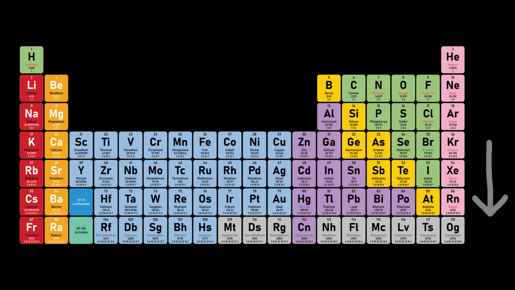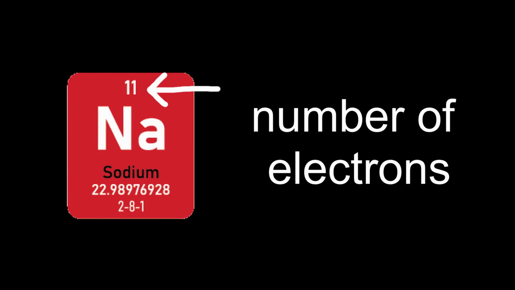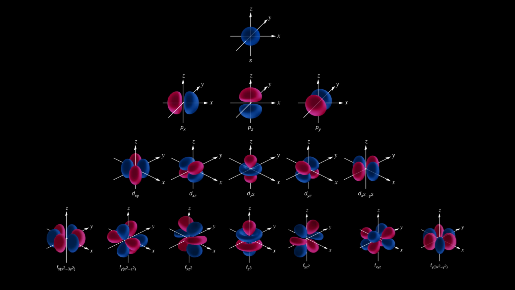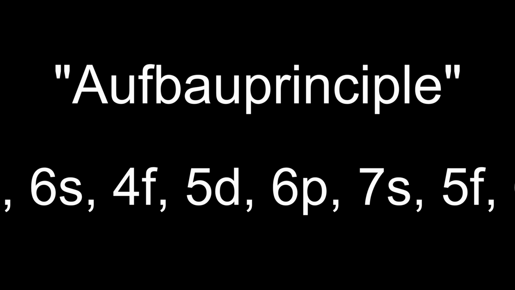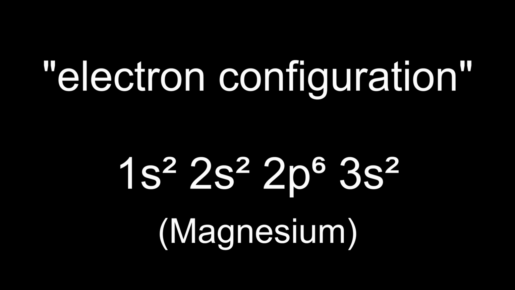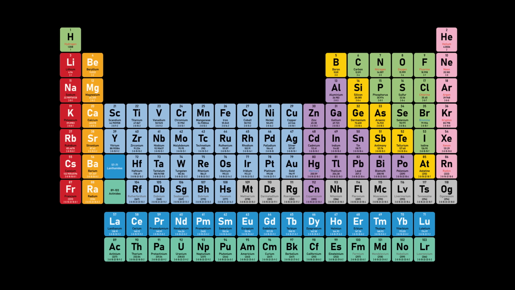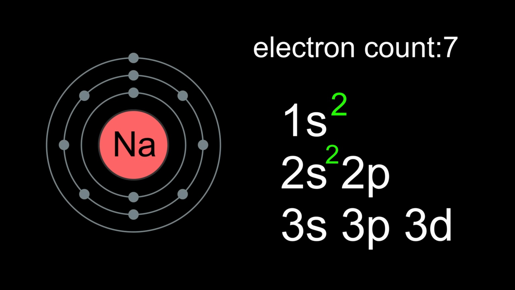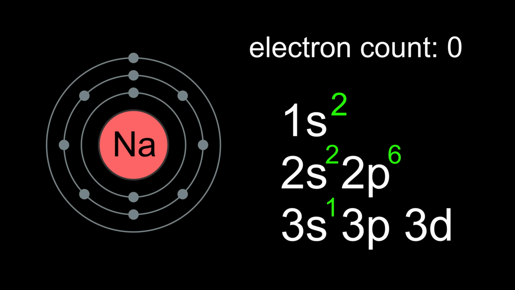The principal quantum number, and therefore the total number of shells, increases from top to bottom in the periodic table from 1 to 7. Every element has a different number of electrons that fill up these orbitals, and the different subshells and orbitals are filled in a specific order called the Aufbau principle. Just write down the subshells like this and draw diagonal lines from top right to bottom left. To get an electron configuration, just look up the number of electrons of the element in the periodic table and fill up the subshells in this order until there are no electrons left. This would be the electron configuration of sodium.